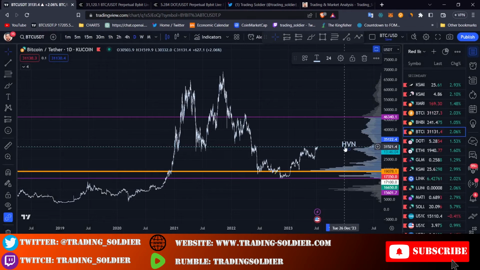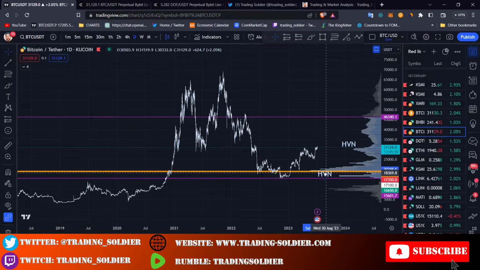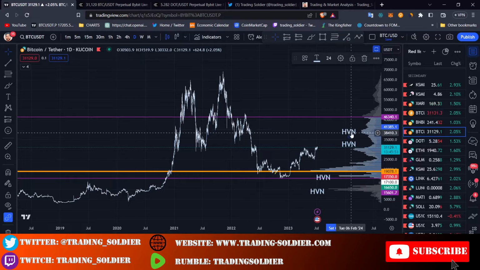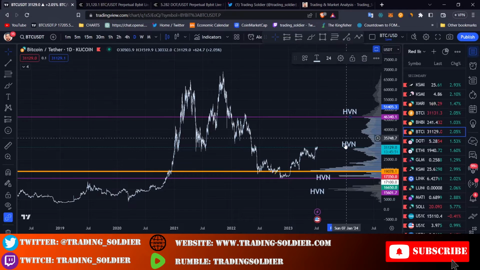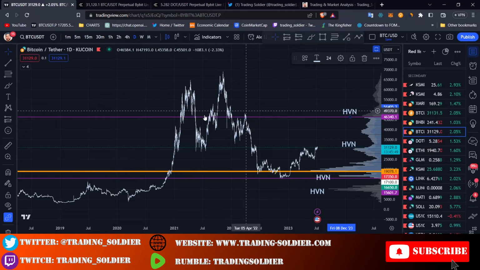Okay, let me copy and paste it. Copy, paste, okay. Another HVN here. Another HVN. Okay. Another HVN, you see? And these HVNs coincide with the value area high and the value area low.